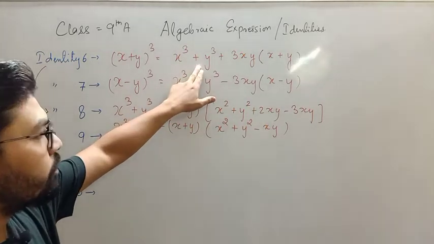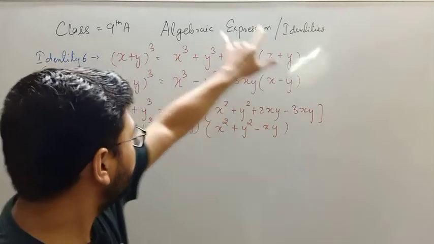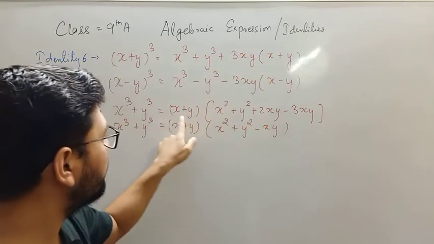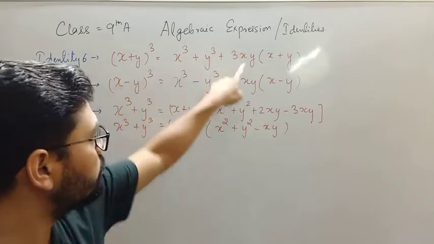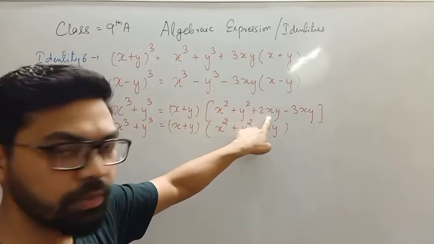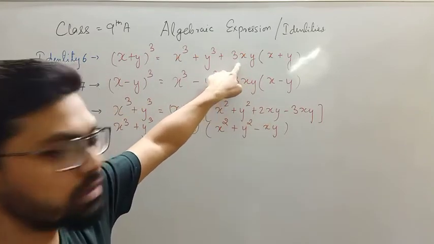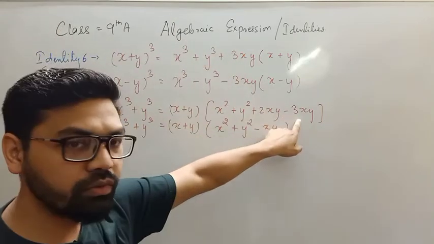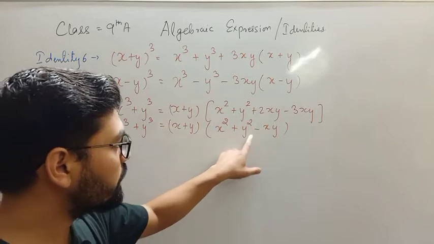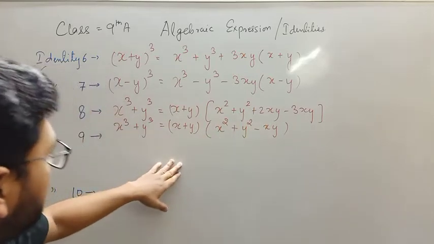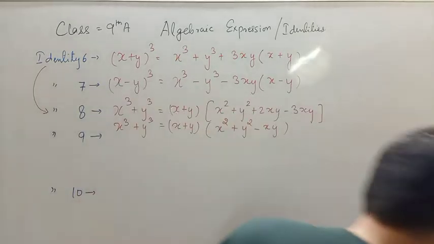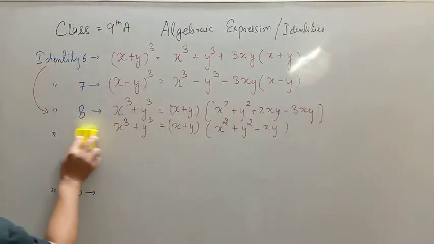x cube plus y cube, what you have done is you just transpose this value to the LHS. x plus y, you have just taken x plus y common from these two values. x plus y whole square will give you x square plus y square plus 2xy, and minus, because this is transposed to LHS, so minus 3xy, so minus xy. So x plus y into x square plus y square minus xy, this is another relation, another identity for x cube plus y cube. Similarly you can find for x cube minus y cube.